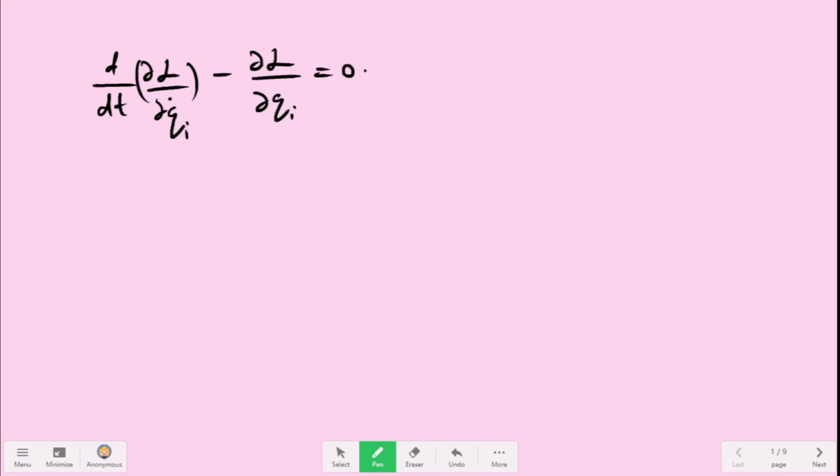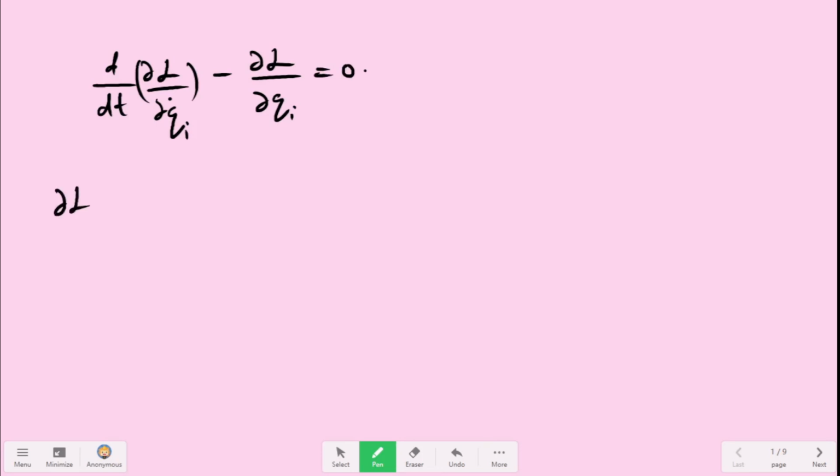In the last lecture, we got introduced to the Euler-Lagrange equation of motion, which was d by dt of ∂L/∂q_i dot minus ∂L/∂q_i is equal to 0. In this lecture, let's explore further.